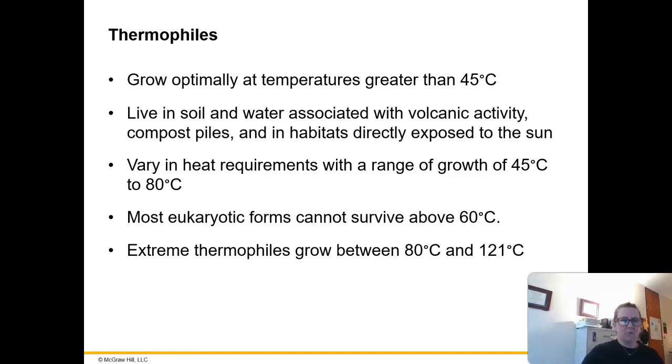So thermophiles, they really like it hot, 45 degrees Celsius and above. And now we're thinking about the hotter places on the planet. Lava, hot lava, the bottom of the ocean floor where we have these vents. That'd be a good place for these things to grow. And then really, the center part of compost piles gets really warm. The thing is that most eukaryotic organisms cannot survive above 60, but extreme thermophiles can grow between 80 and 121.